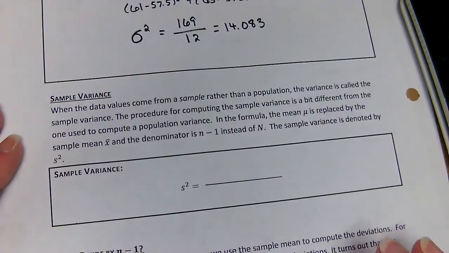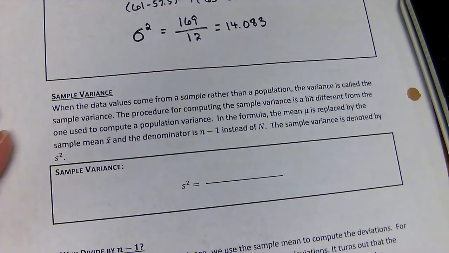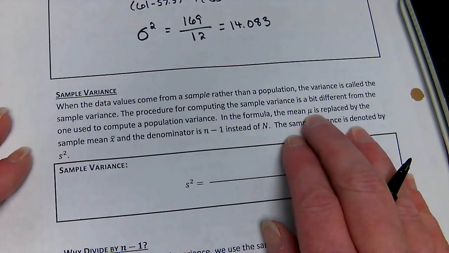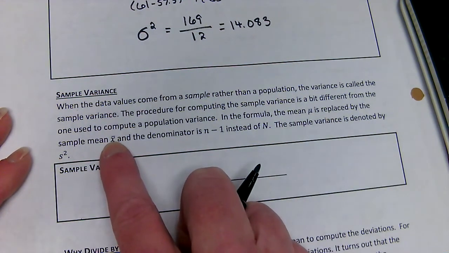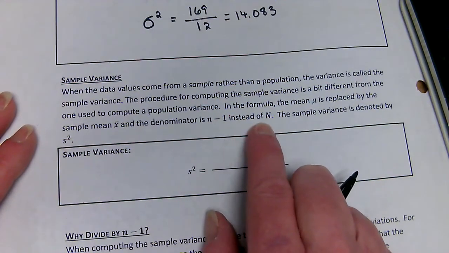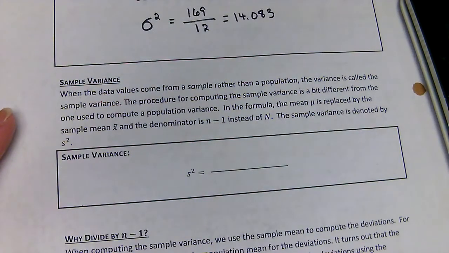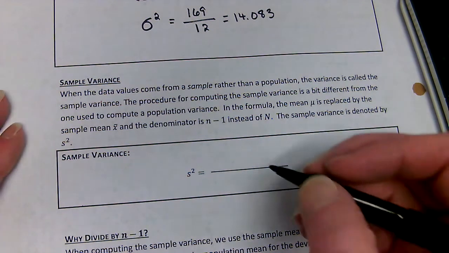Now let's look at sample variance. So when the data values come from a sample rather than the entire population, we call the variance the sample variance. The procedure for computing the sample variance is a bit different from the one used to compute the population variance. First off, we're going to replace the symbol for mean with the symbol for sample mean. And instead of dividing by the population size, we're going to divide by the sample size minus 1. And I know that sounds kind of weird, and we'll talk about that in a second. Why do we do that?